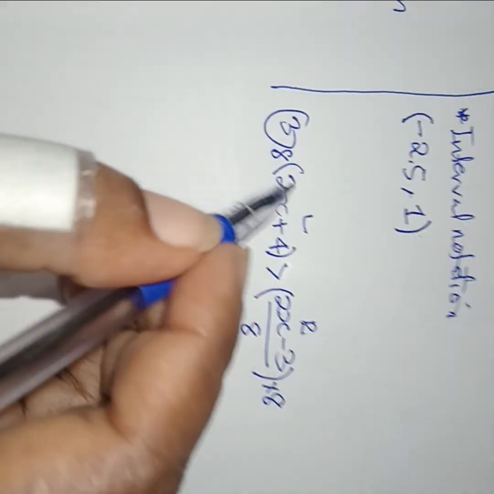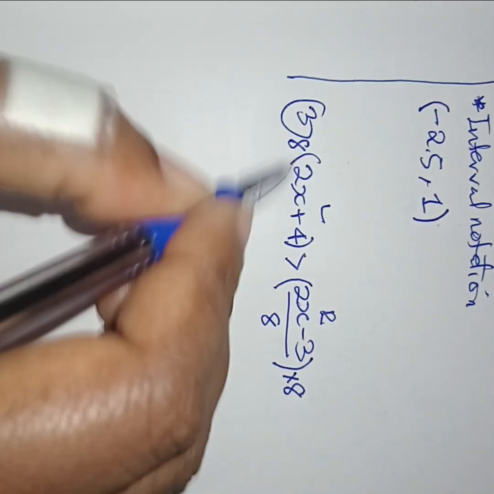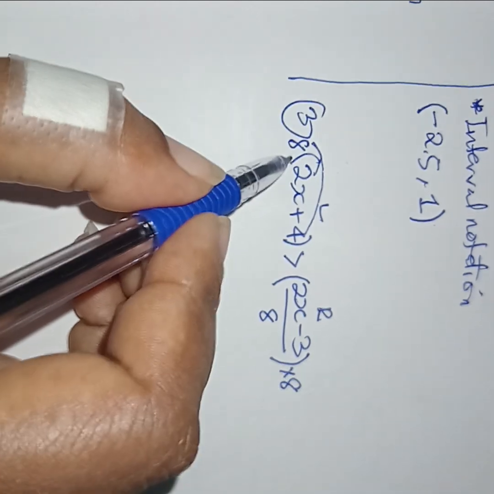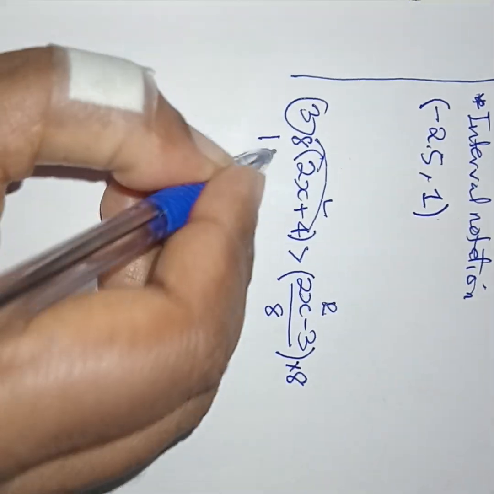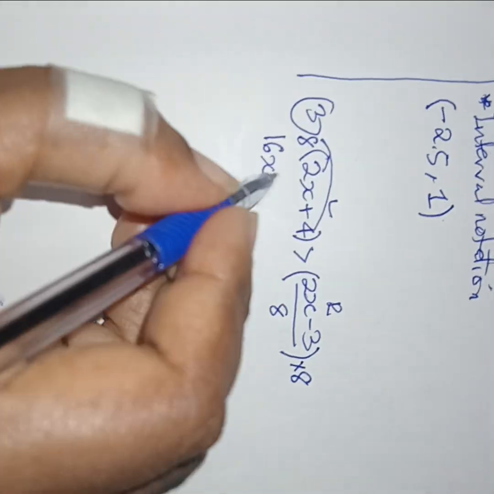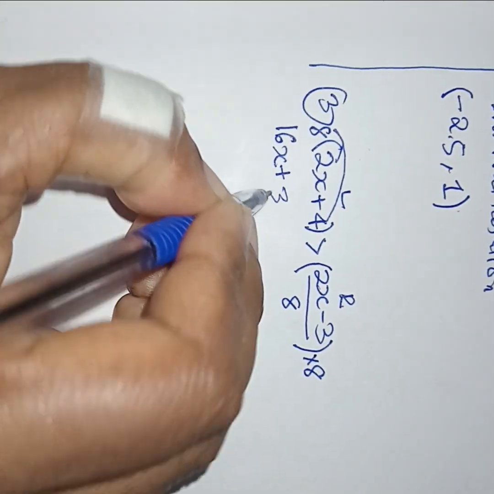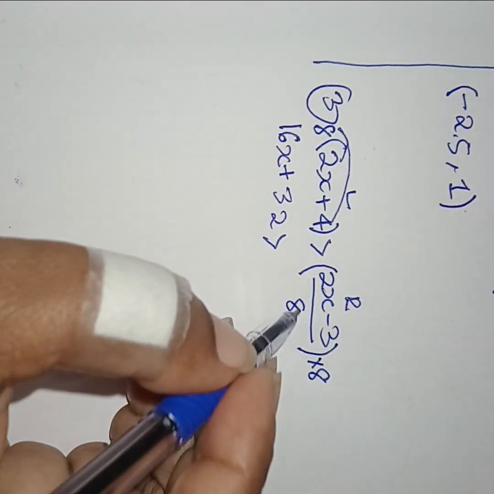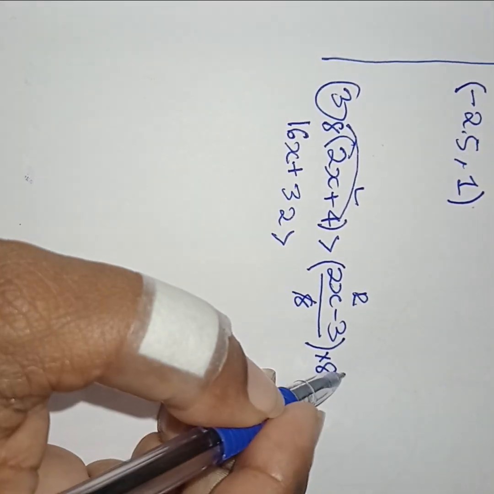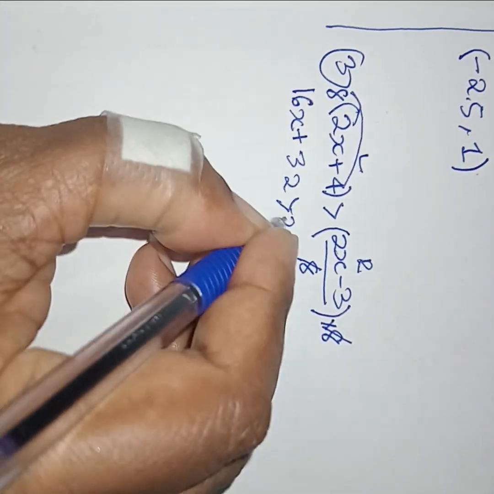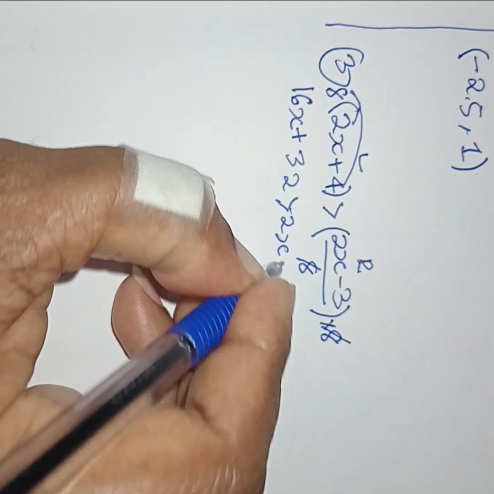Right, on the left hand side, we have a bracket, so we expand it. 8 times 2x gives 16x. 8 times 4 gives 32. Bring down the greater than sign. On the right, this denominator cancels with the whole number, leaving us with 2x minus 3.